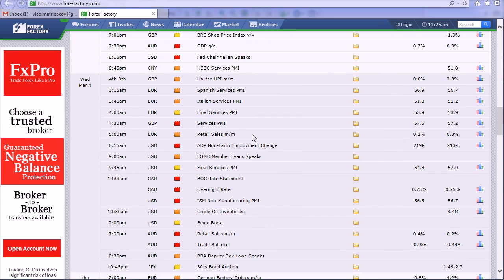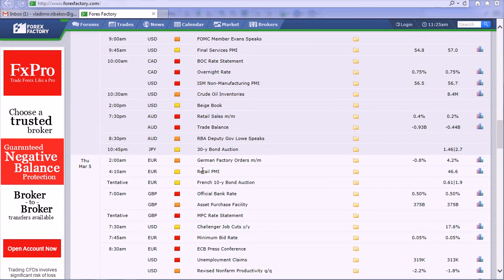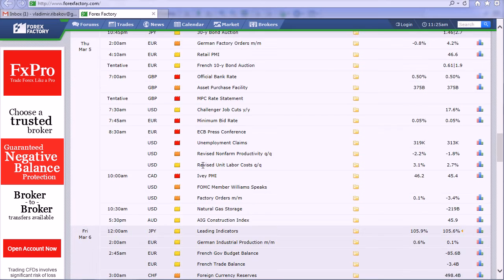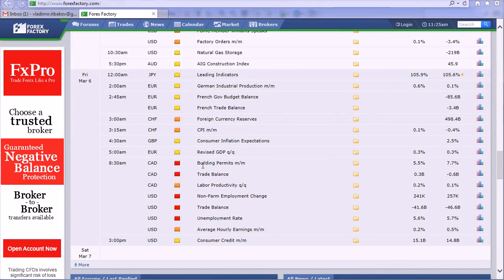Wednesday starts to get us close to the non-farm payrolls. On Wednesday we have the ADP to be published, and we have the cash rate in Canada. We have trade balance in Australia later on. Thursday, very busy week again for Britain and the Eurozone with their cash rate, and Friday, the main event of the entire week, non-farm payroll.